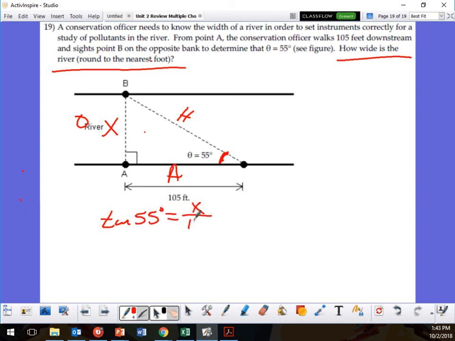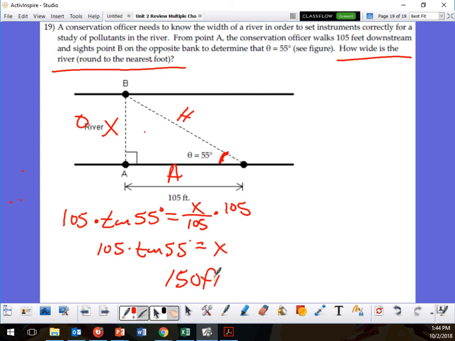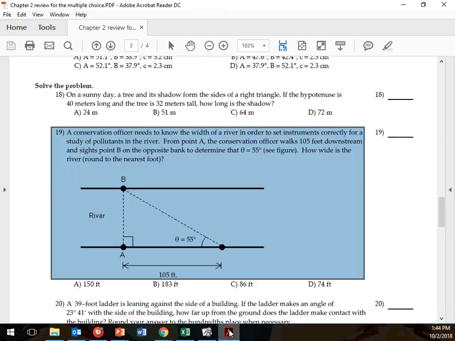x over 105. Very good. What am I going to multiply by? 105, because whenever a variable's on this side, I multiply by the bottom. So x equals... Round to the nearest foot, so that's a whole number. 149.9, about 150 feet. Yes, the answer is letter A.